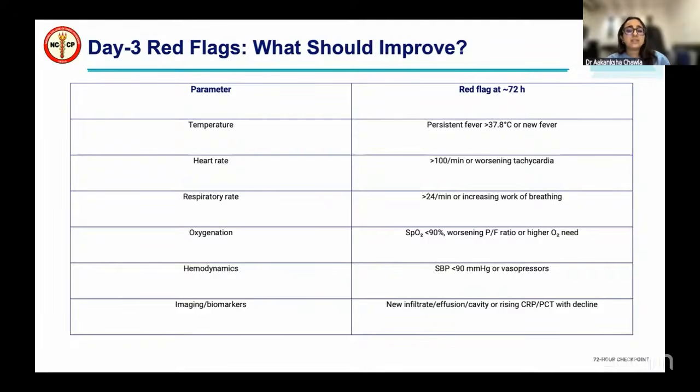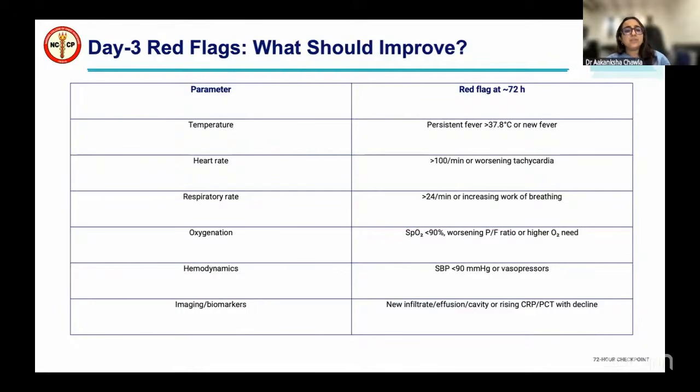Similarly, if the patient has tachycardia or worsening tachycardia, is tachypneic or starts to develop increased work of breathing, worsening hypoxemia, worsening PF ratios, increasing oxygen demand, or is hemodynamically becoming unstable, requiring more and more vasopressors. And of course, imaging and biomarkers will support this.